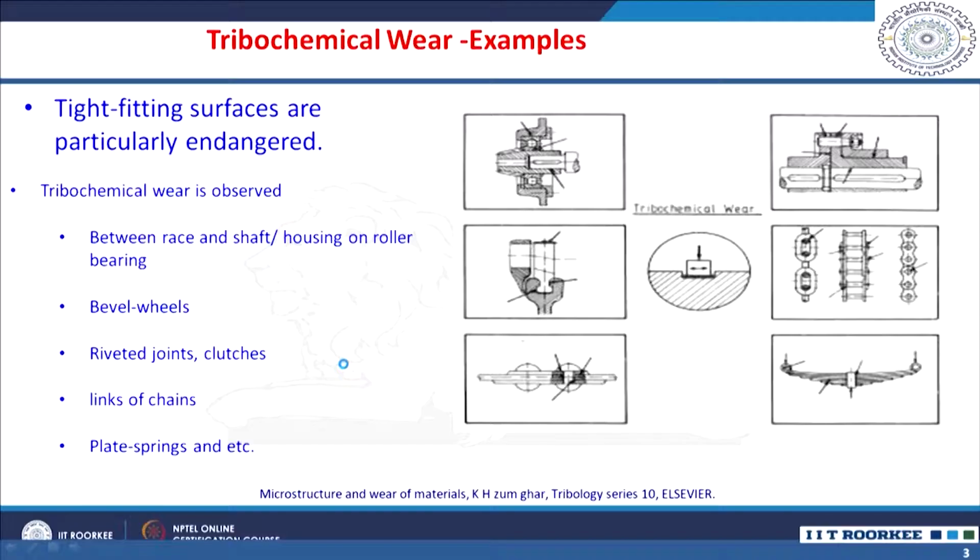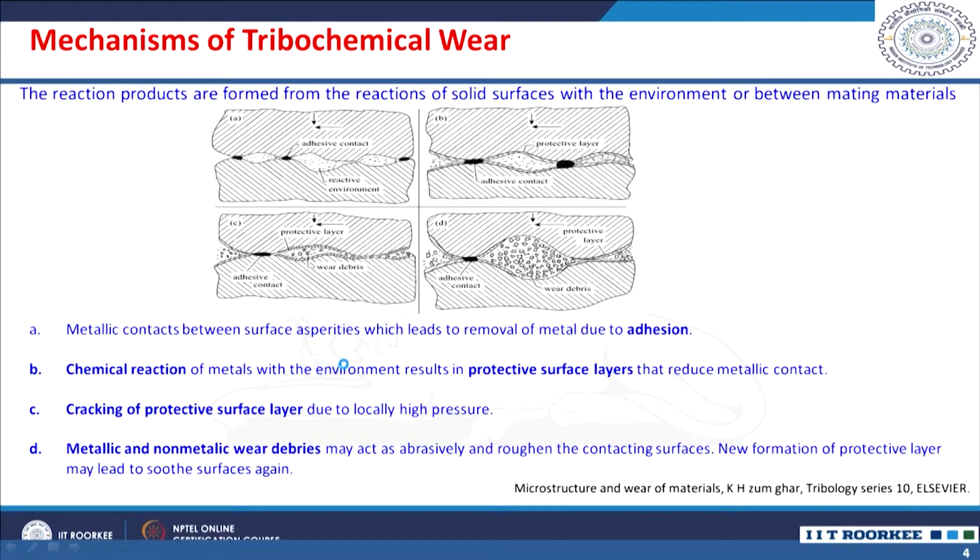So, you will have several examples of such instances of tribochemical wear. Tribochemical wear is observed generally between race and shaft on roller bearings, right, or bevel wheels or riveted joints, clutches, links of chains, plate springs, etc. There are several examples where the tribochemical wear dominates in material removal. So, we need to understand the micro mechanisms involved in such material removal.